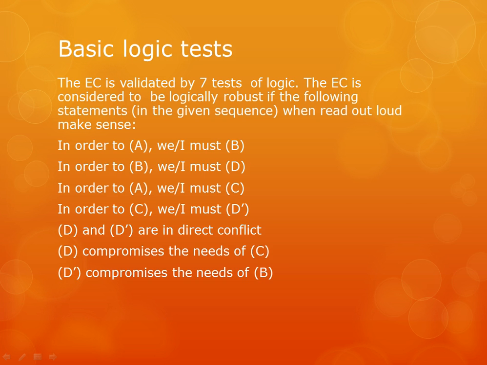We're also testing that the conflict does exist and remains in place between D and D prime. And finally, there's a set of tests that look at a cross-check between D and C and D prime and B to make sure that both D and D prime compromise the requirements of C and B respectively.